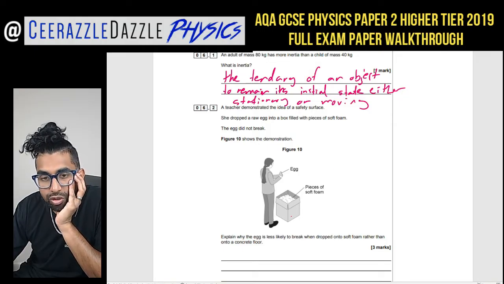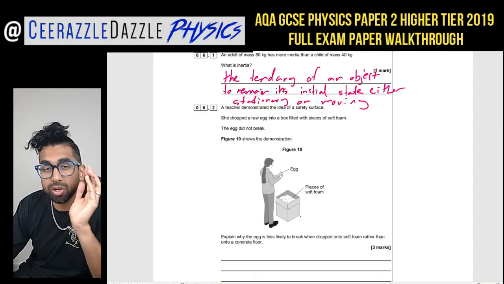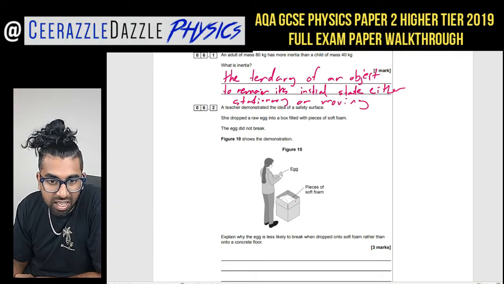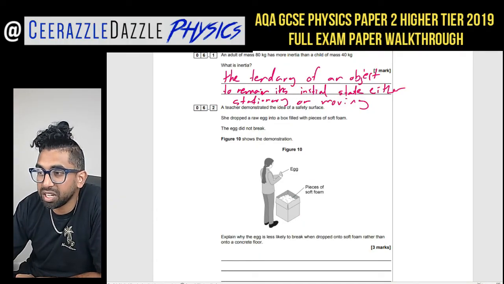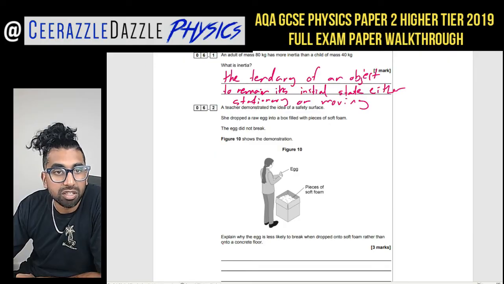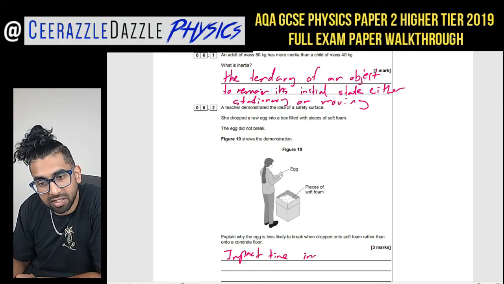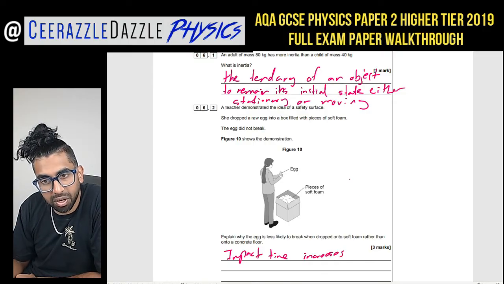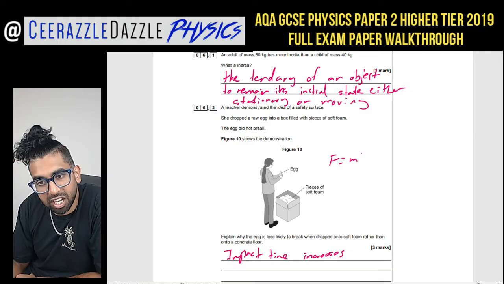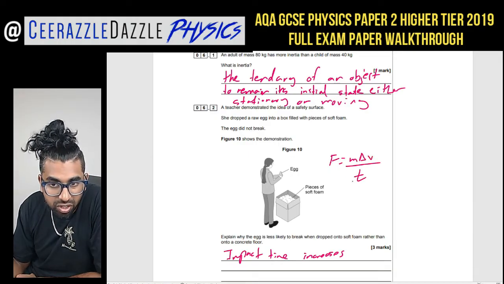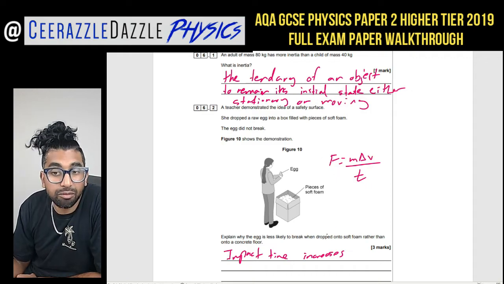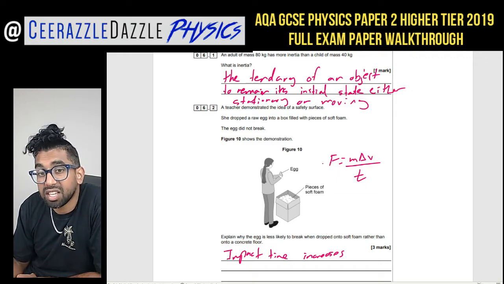Right. When you drop it in, what's going to happen? Well, when you drop it into the foam, it increases the impact time. So the impact time increases. Hopefully you remember this formula, that the force is equal to the mass times the change in velocity over time taken. So if you increase the impact time, the rate of change of momentum decreases.